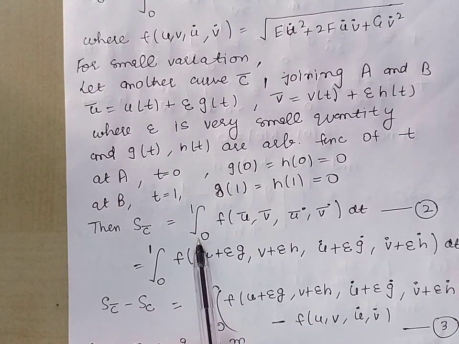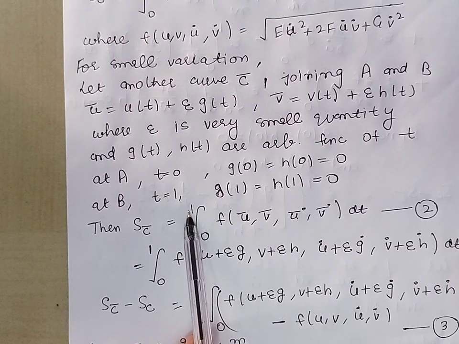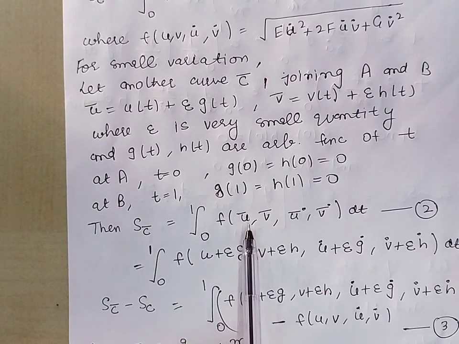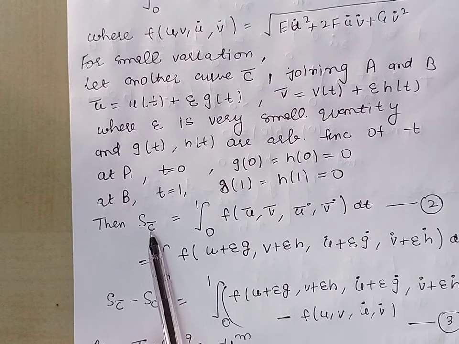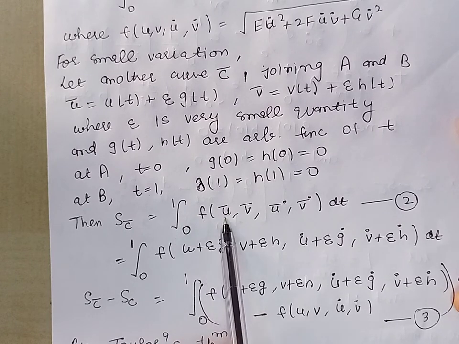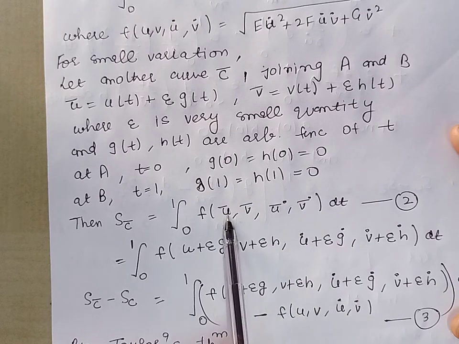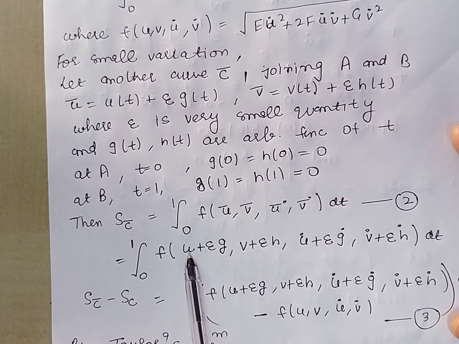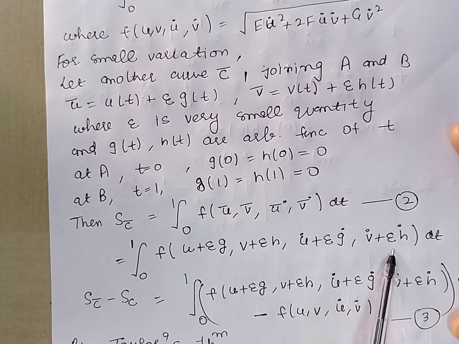Now, as for the length of curve C, we obtained integral 0 to 1 function of u and v, here u and v are replaced by u bar and v bar. So, the length of the curve C bar will become integral 0 to 1 function of u bar, v bar, u bar dot, v bar dot. Now, the values of u bar and v bar are u plus epsilon g and v plus epsilon h. U bar dot means u dot plus epsilon g dot. V bar dot means v dot plus epsilon h dot.